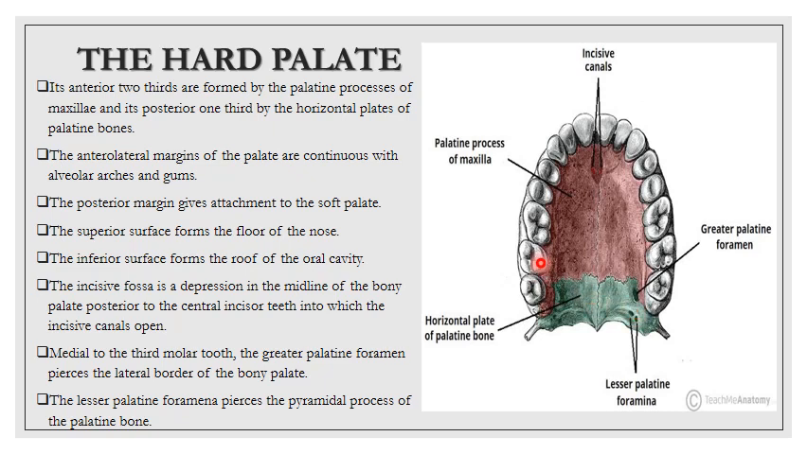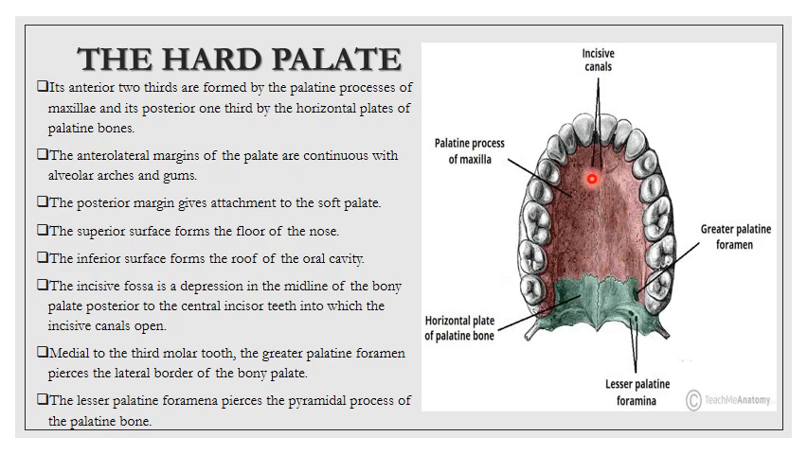It has an anterolateral margin and a posterior margin. Its anterolateral margin is continuous with the alveolar arches and gums, and its posterior margin gives attachment to the soft palate. And it has two surfaces, superior surface and inferior surface. Superior surface forms the floor of the nasal cavity, and here you can see the inferior surface, which forms the roof of the oral cavity.